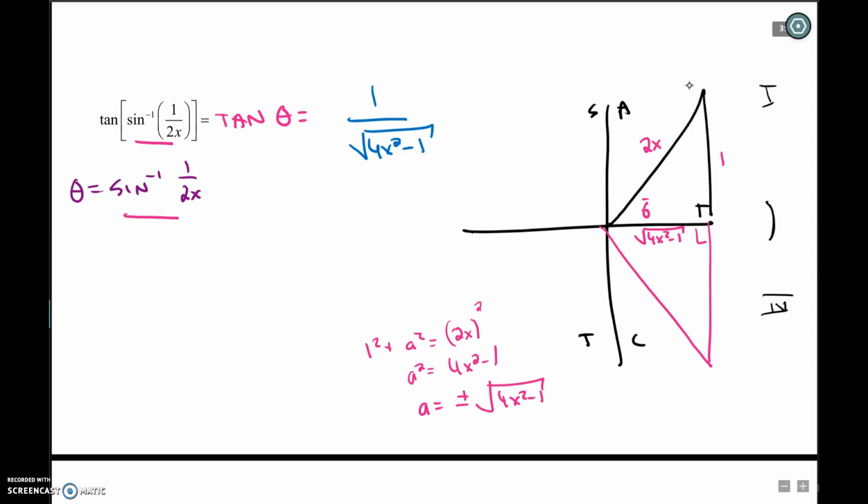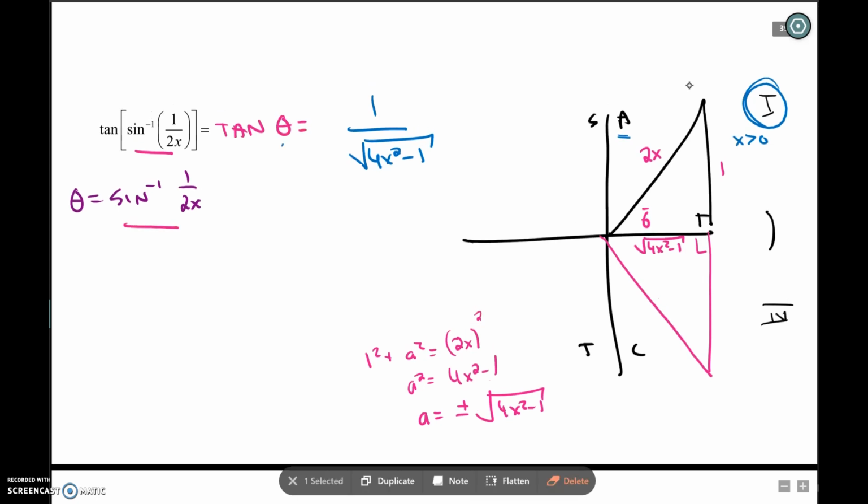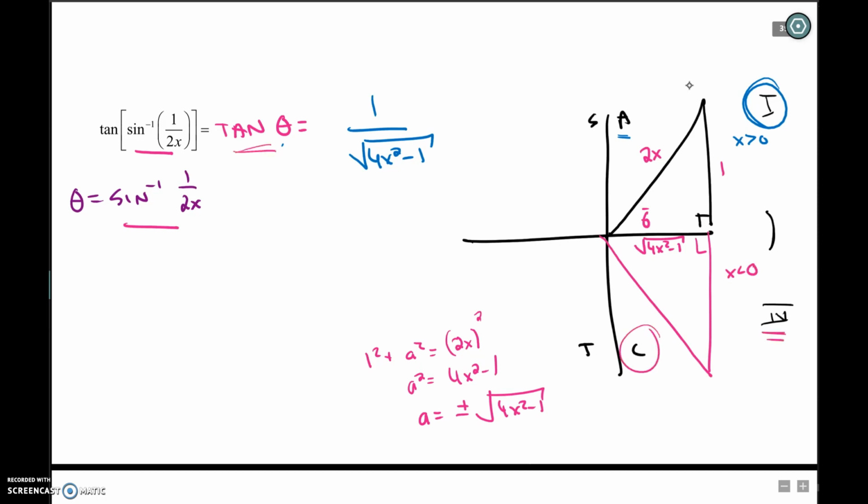Now we got problems here as well, so let's look at the cases. If x is greater than 0, then I'm in quadrant 1, and the tangent of theta should be positive. So if x is greater than 0, this is positive. In fact, 1 divided by the square root is always positive, so I'm good. However, if x is less than 0, then I should be in quadrant 4, and the tangent of theta in the fourth quadrant should be negative. But if x is negative, this quantity will never be negative. So we have a problem.